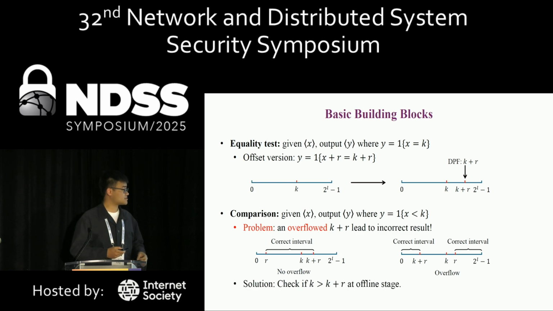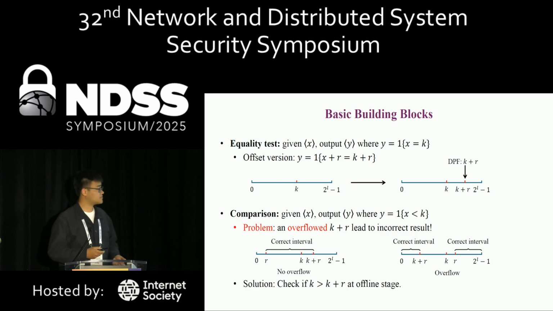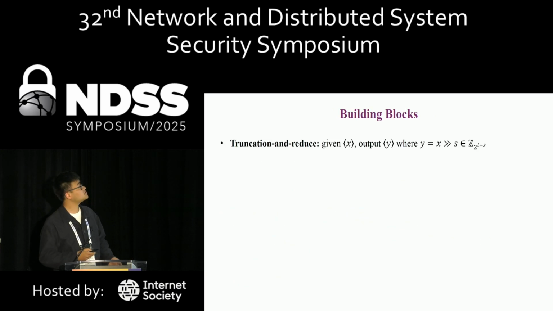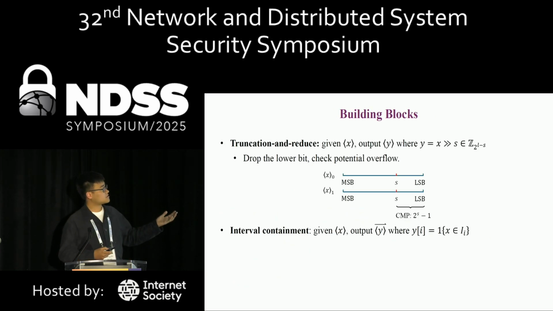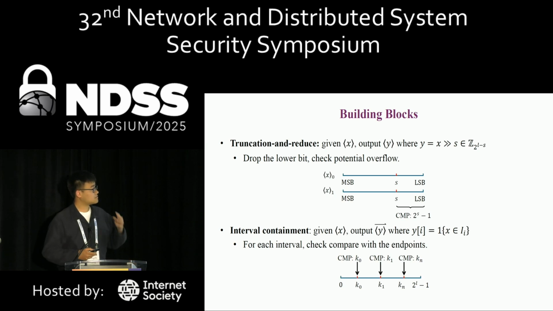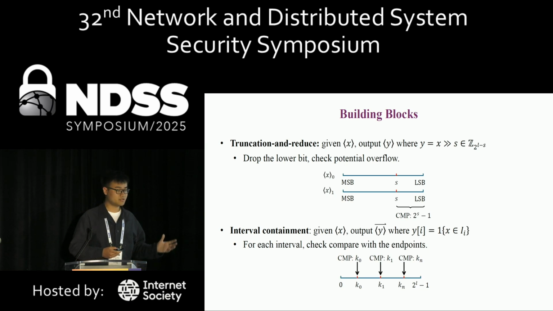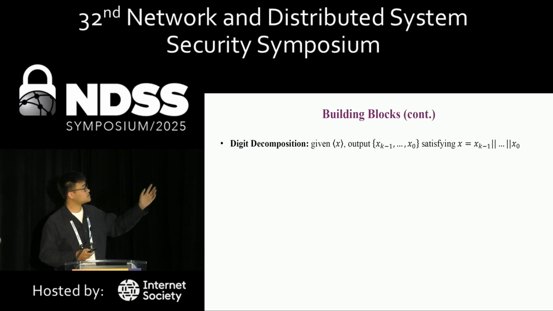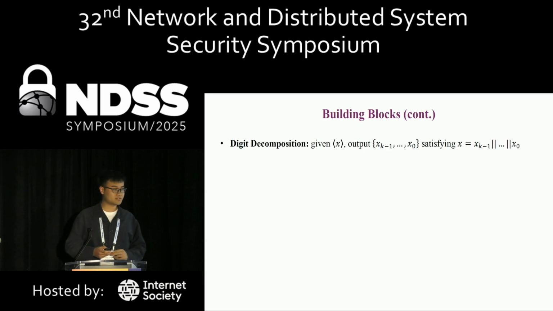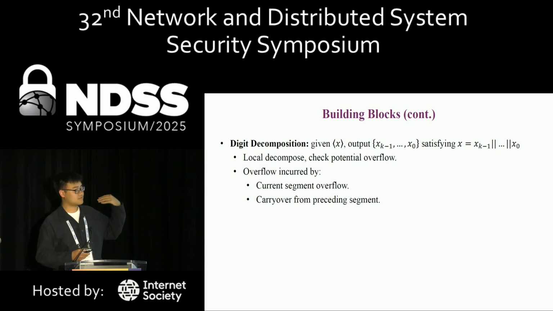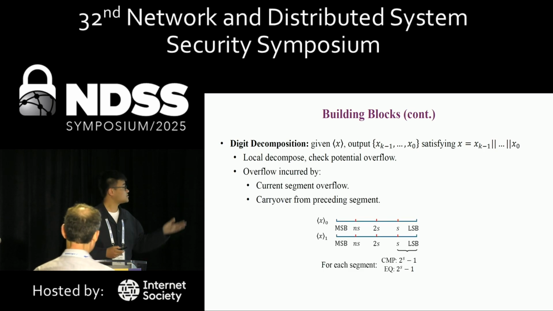So our solution is to check if k is bigger than k plus r as the offline stage. Then there are more useful building blocks: truncate and reduce, and interval containment, to change the value into a smaller ring, and the digital decomposition protocol to decompose a bigger value into several small segments with our DPF and DCF implementations.